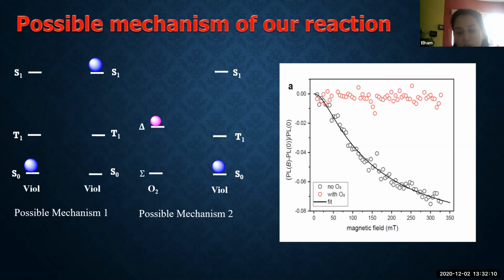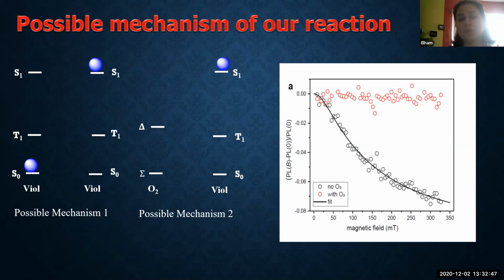The second assumption was maybe singlet oxygen will excite the violanthrone to its triplet, and then the second oxygen excited more to its singlet states, and then we get emission from there. In terms of understanding which of these mechanisms is really happening in the sample with oxygen in, we did magnetic field effect measurements.